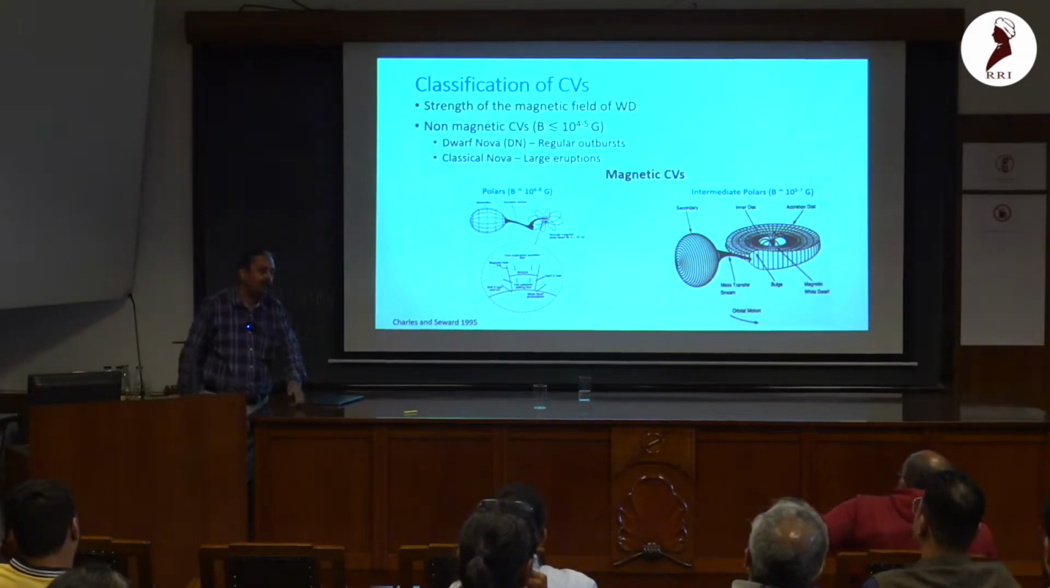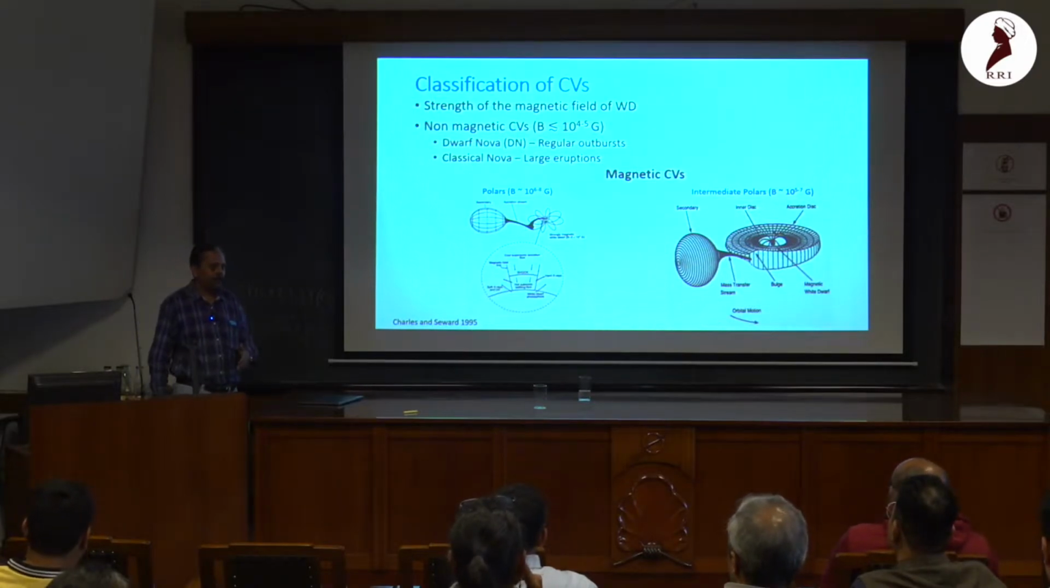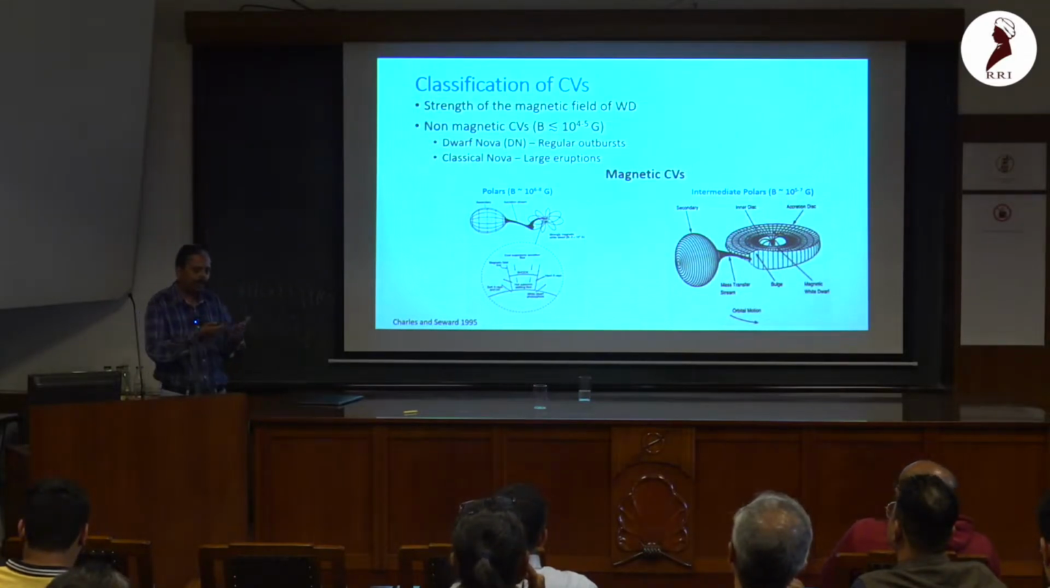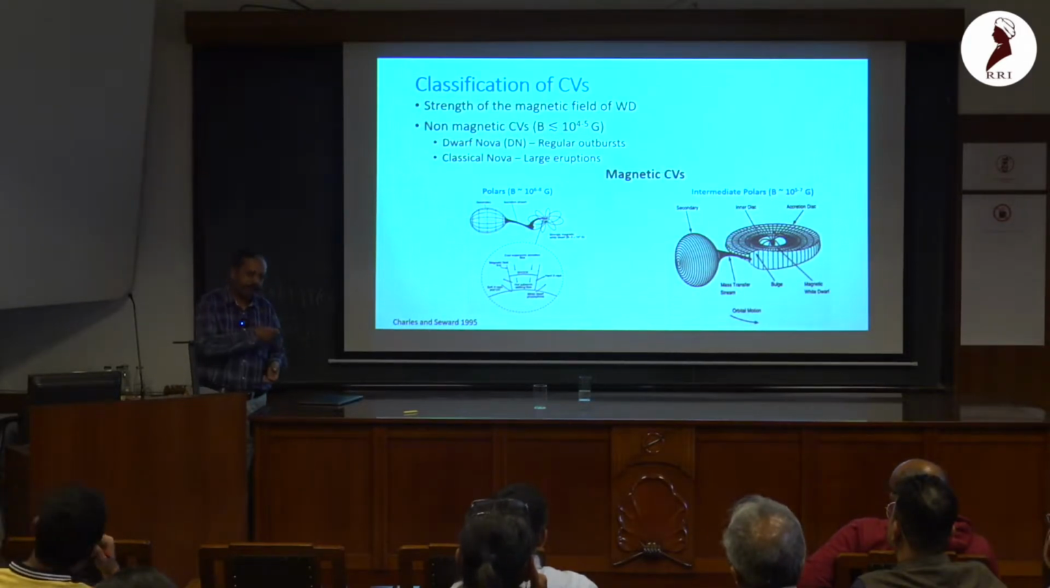Yes, we can, but not as fast as a neutron star. There is a spin period of the white dwarf, because ultimately it's the same phenomenon. The only thing is that it is rotating slowly. So we do see that pulsation.